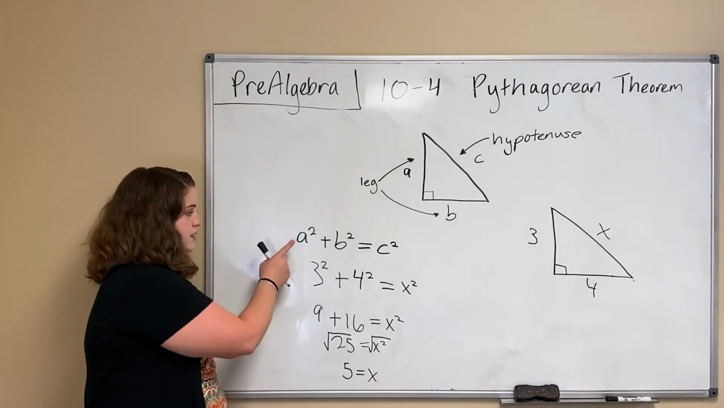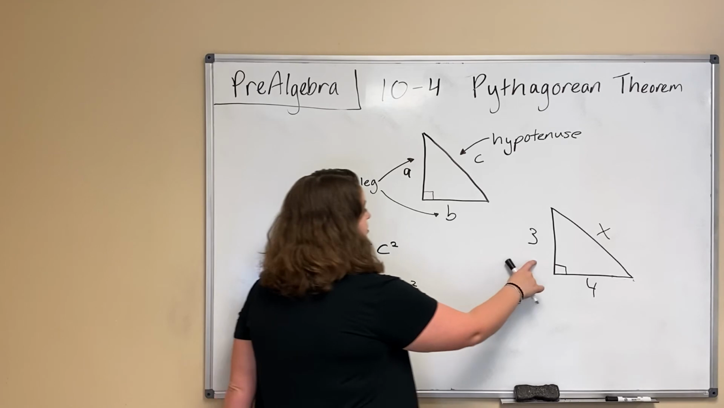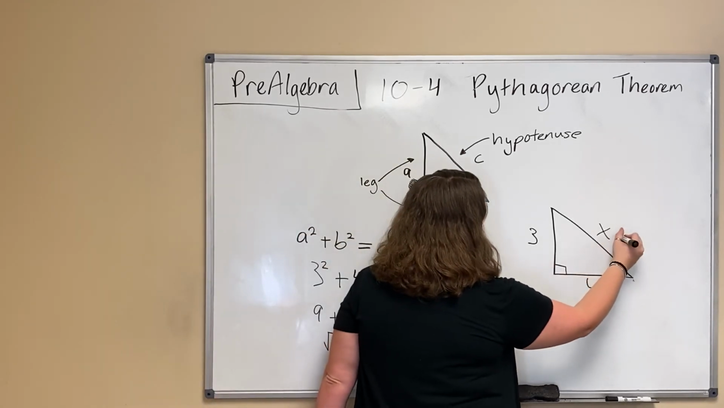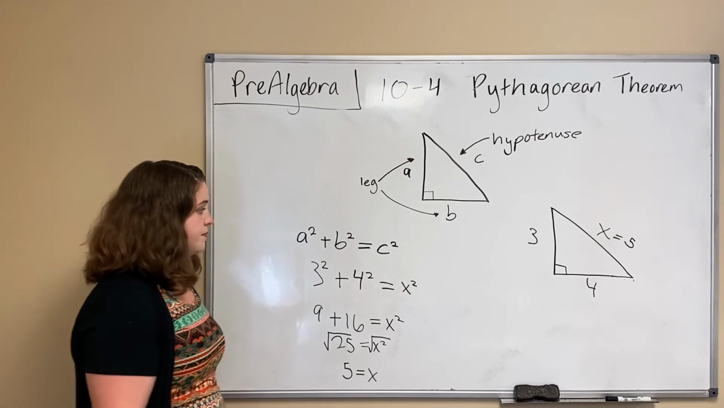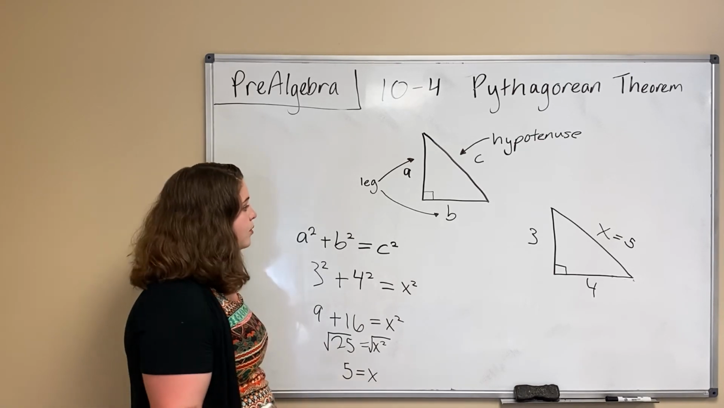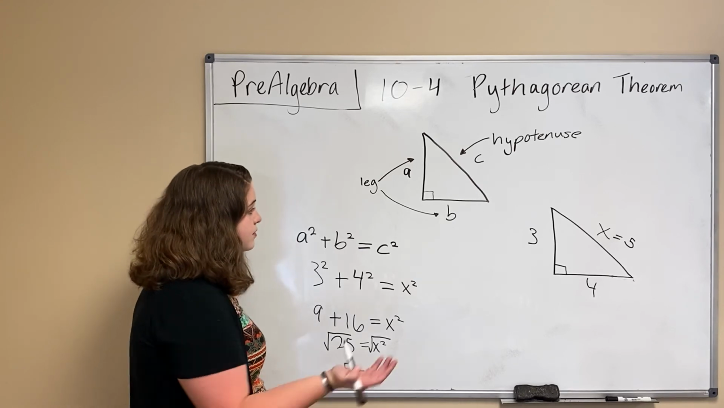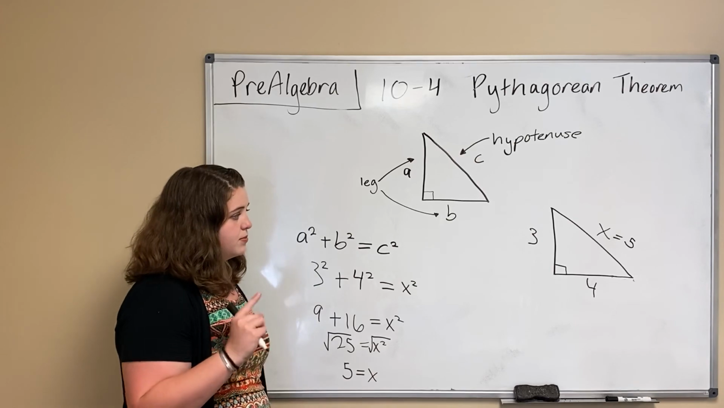So the Pythagorean theorem allowed me to figure out, when I only knew 2 sides, that this side of the triangle equals 5. So if you're trying to find the perimeter of this triangle, now you can. You would just do 5 plus 3 plus 4.